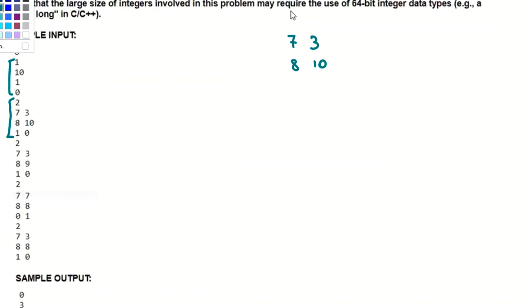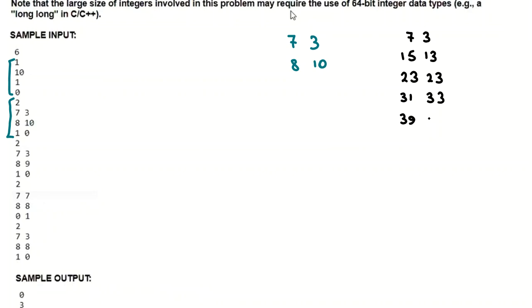So in the first step we have 7, 3. In the next step, 7 plus 8 is 15, 3 plus 10 is 13. In the next step, this plus 8 is 23, this plus 10 is 23. In the next step, this plus 8 is 31, this plus 10 is 33. This plus 8 is 39, this plus 10 is 43, and so on.